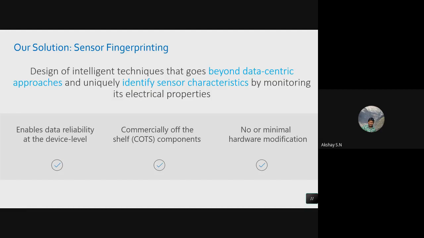But the key properties of this fingerprint should be such that it enables data reliability at the device level. That's the first property which we want. Second, it should work on all commercially off-the-shelf sensors. The third is that we don't want to do any hardware modification to get this fingerprint, so it should be as seamless as possible. So those are our key requirements here.